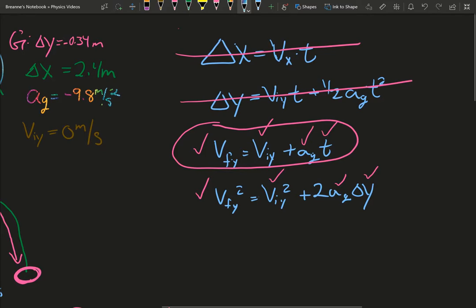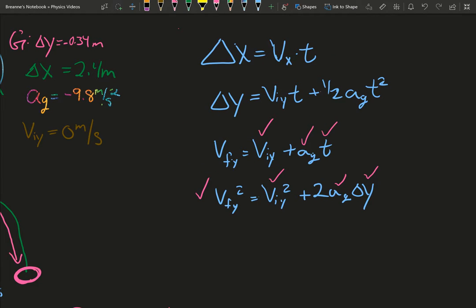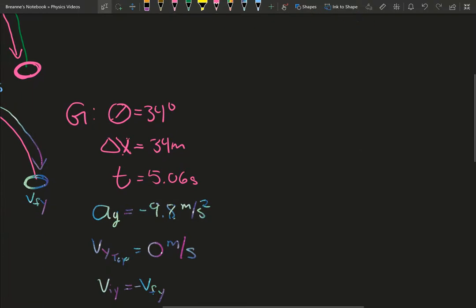If we scroll up to our equations, we have delta x, we have time, so we can solve for our Vx. So let's go ahead and do that. So our delta x equals Vx times t, 34 equals what we're looking for, times 5.06.